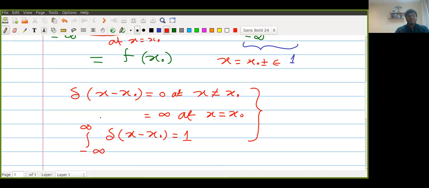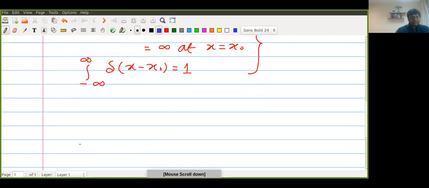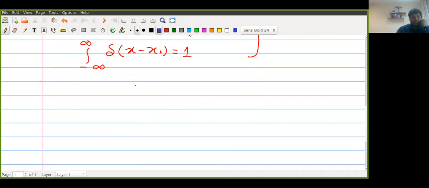Okay, so you have to keep in mind that whenever we are talking about the Dirac delta function, this function has certain properties. Good. Now I am going to discuss a few important properties of the Dirac delta function. Let me write properties of Dirac delta function.